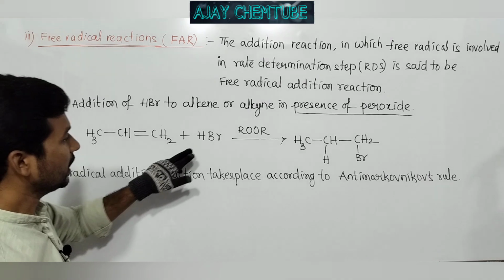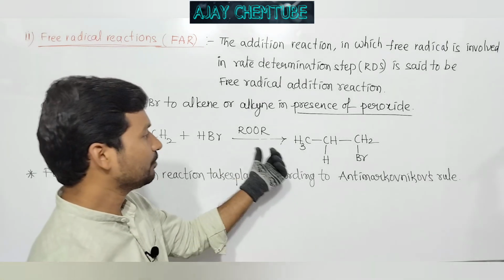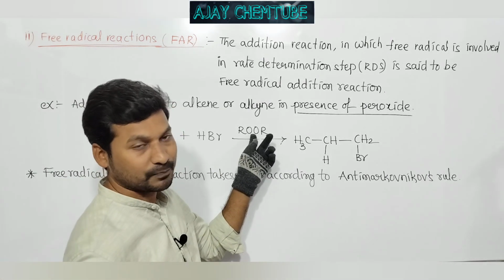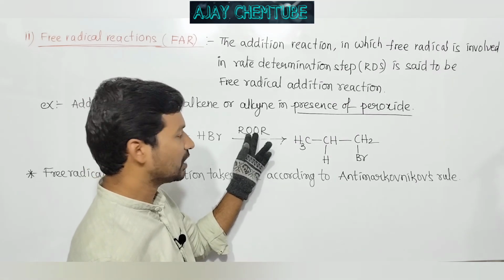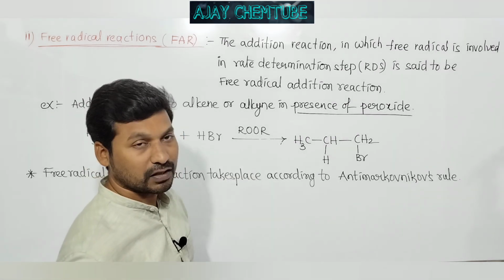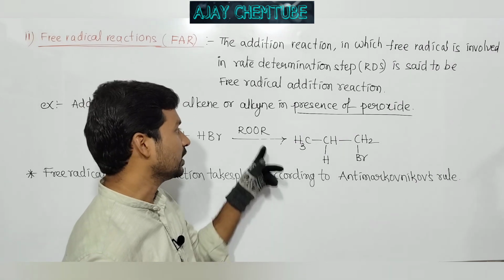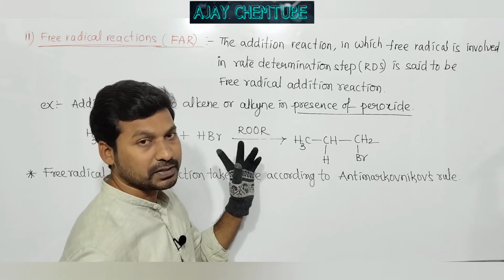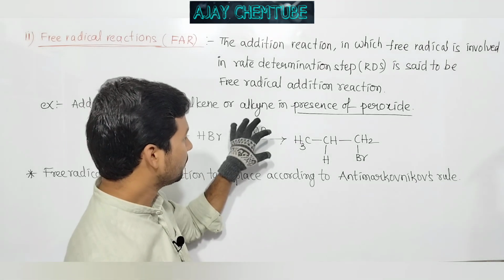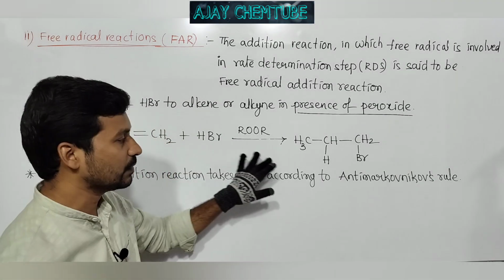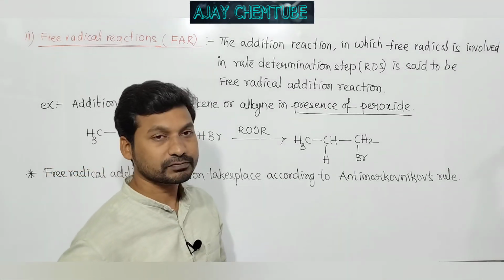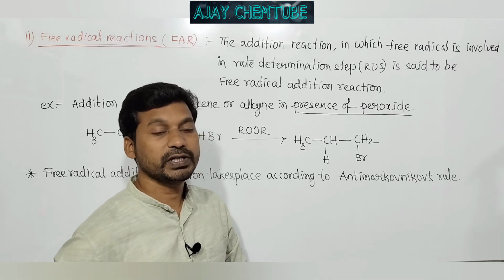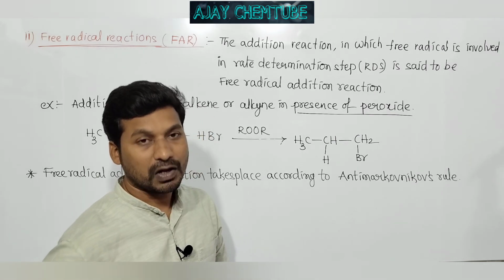So this is propene, addition of hydrogen bromide, in presence of peroxide. ROOR, oxygen bond oxygen. When oxygen bond oxygen is there, that is peroxide. In presence of peroxide, this reaction takes place by free radical addition reaction mechanism, and the product is contrary to Markovnikov rule.